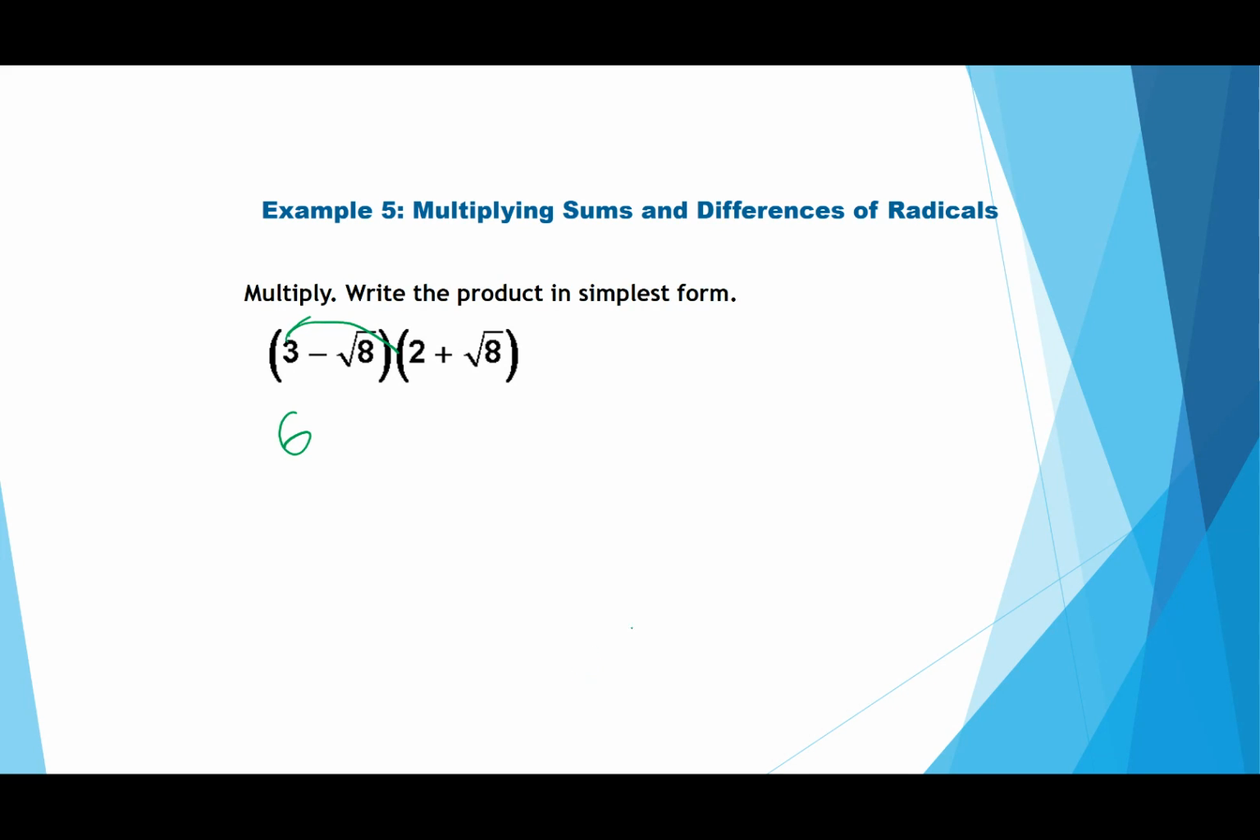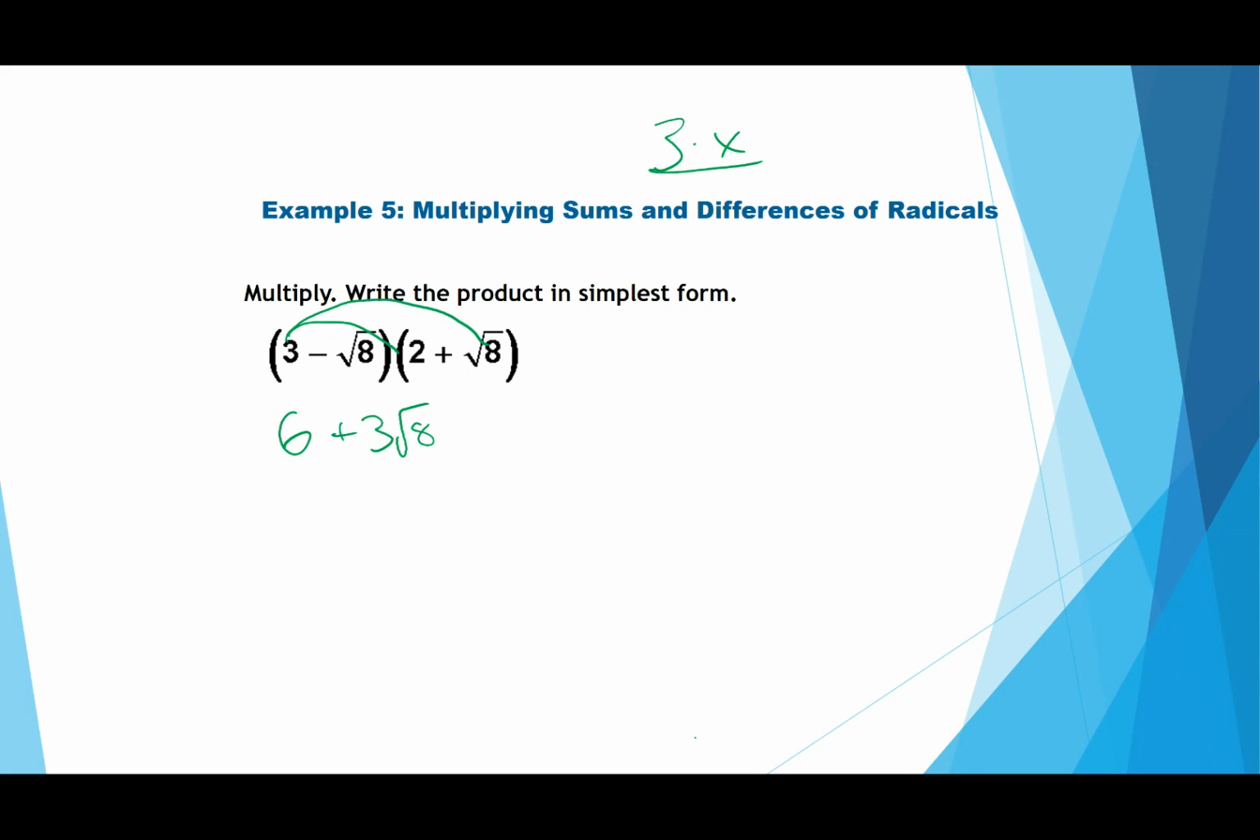Then we'll do the outer terms, 3 times square root of 8. Now, keep in mind, 3 is not inside a square root. 8 is inside a square root. So I can't multiply the 3 with the 8. It's kind of like multiplying 3 times x. You just get 3x. Here, we're simply going to have 3 square root of 8. So don't try to overthink that. Remember, you can only multiply them together if they're both on the inside of radicals. So there's my first and outer.